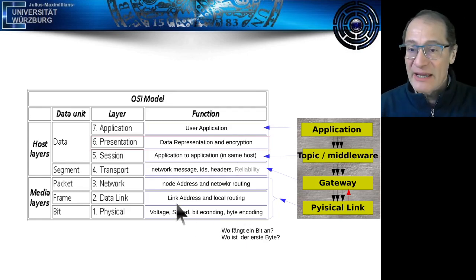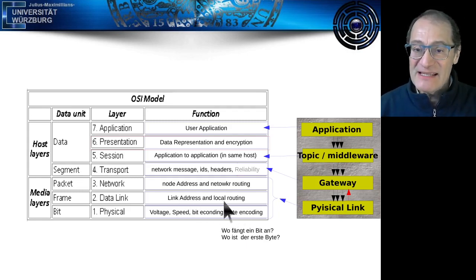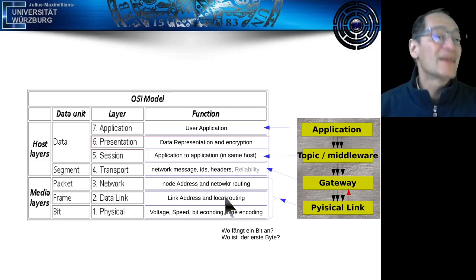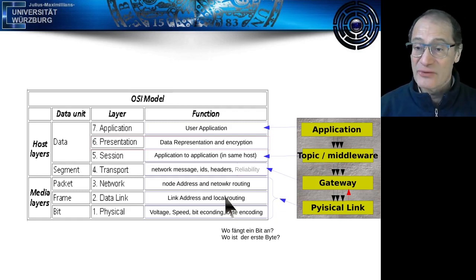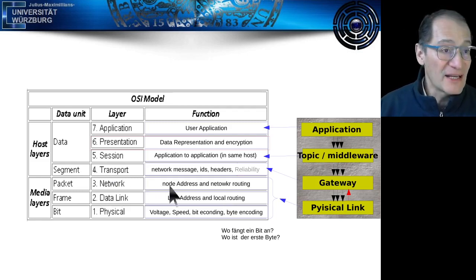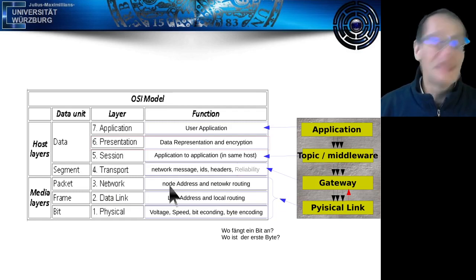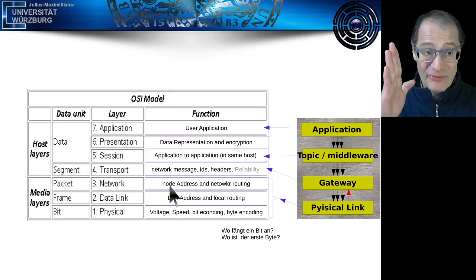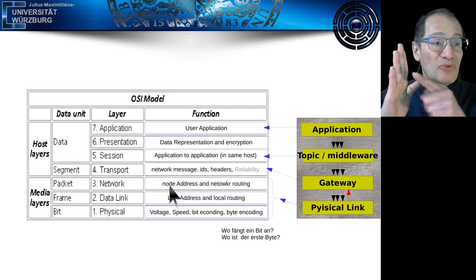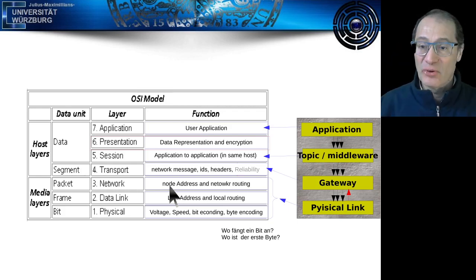Okay, and then we have the link address and routing. Here, in the data link, we recognize the beginning of the message, the end of the message, and the address where to forward this message, who is the sender and who is the receiver. Then we have the network layer. In the network layer, we have something like a computer address and routing. So we know for each message where it is coming from and how to forward it to the target node.